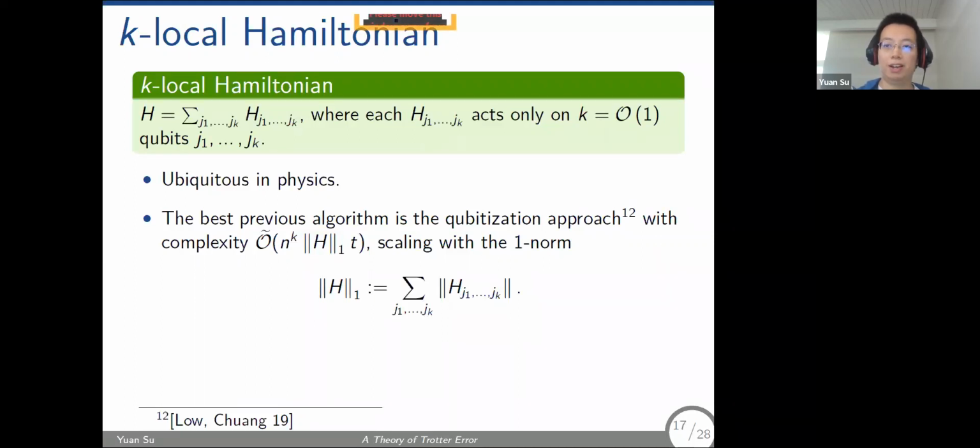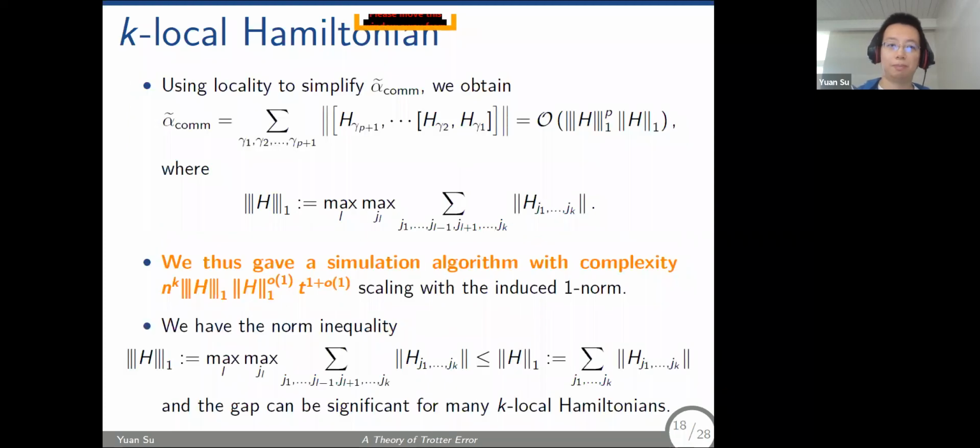So again, we can ask, what about product formulas? Well, with the old procedure, we can first compute this alpha commutator, given that it's nested commutators. We can use some commutativity to simplify this and work out the gate complexity. It turns out that the result almost depends on this quantity. This is a triple vertical line norm. It's called an induced one norm.